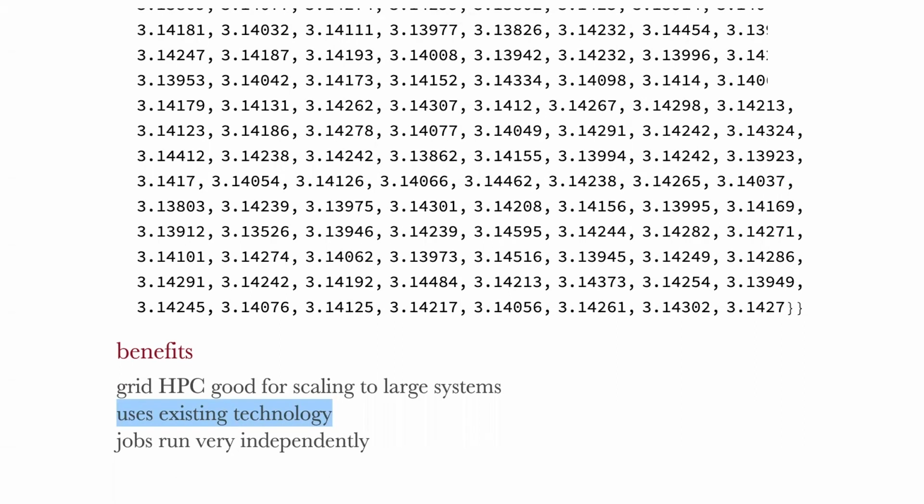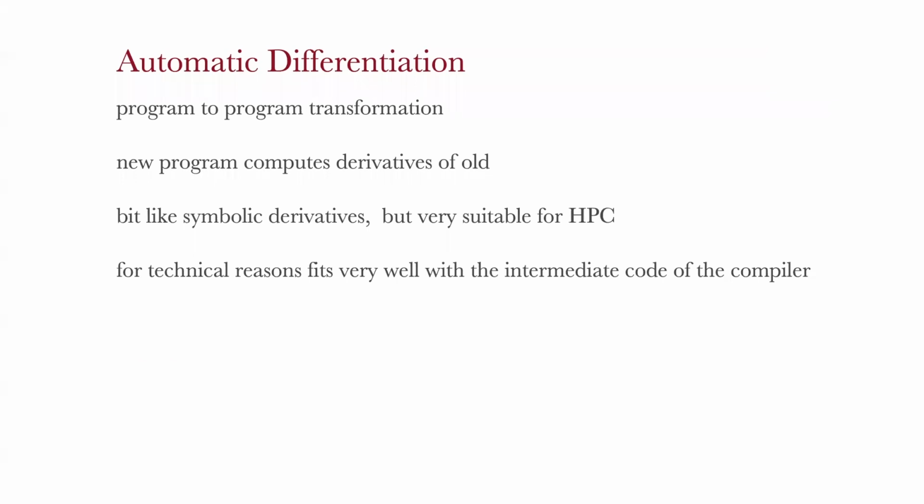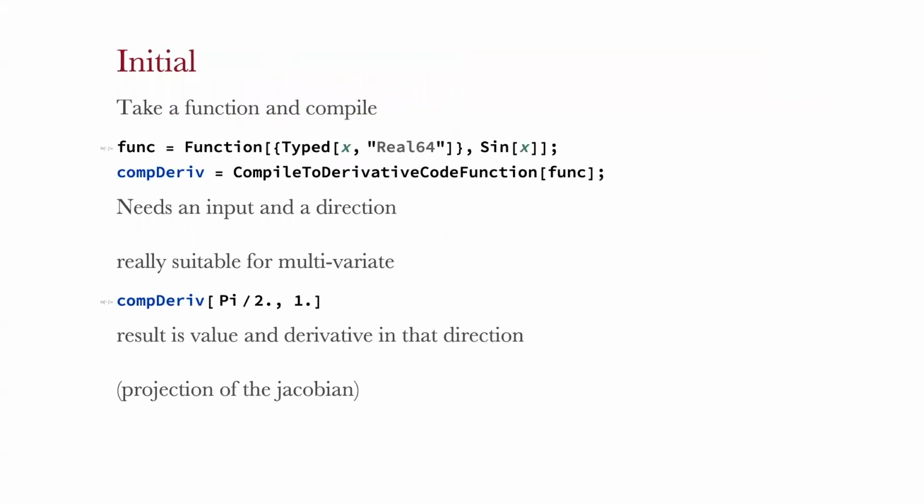Right. So let's look at another HPC functionality, and this is transforming programs. This is automatic differentiation. It's a bit like symbolic computation, but because of various technical details, it's very suitable for HPC. And also for technical reasons, it fits very well with this intermediate form of the compiler.